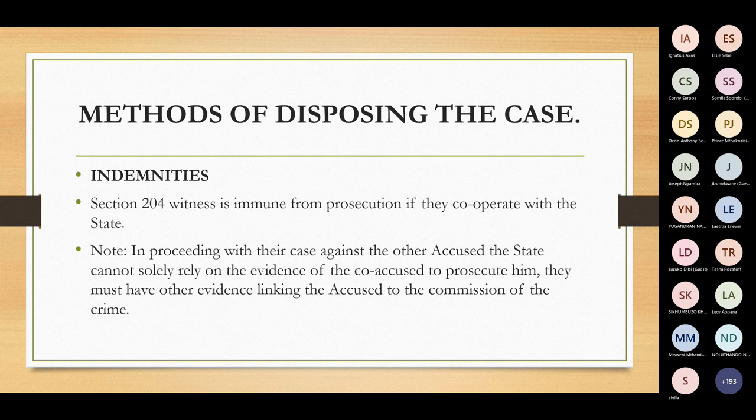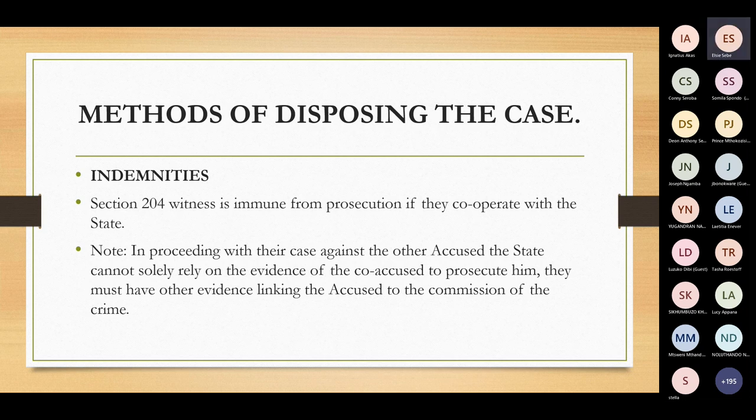Now, please note that where the case is against other accused, the state cannot solely rely on the evidence of this co-accused to prosecute the others. The state should have other evidence that is going to link the accused persons to the commission of the crime.